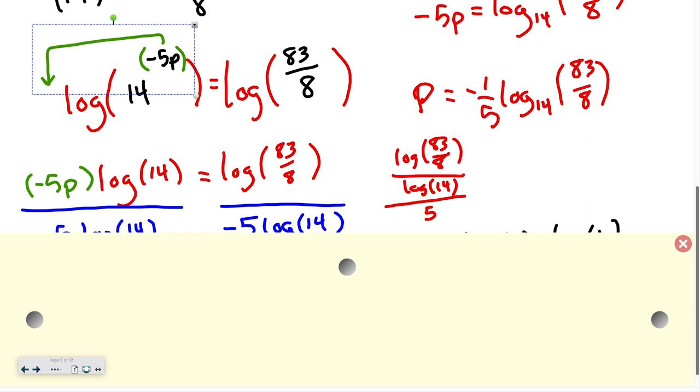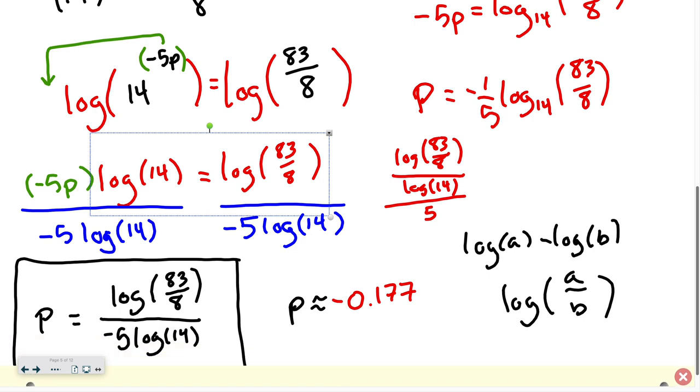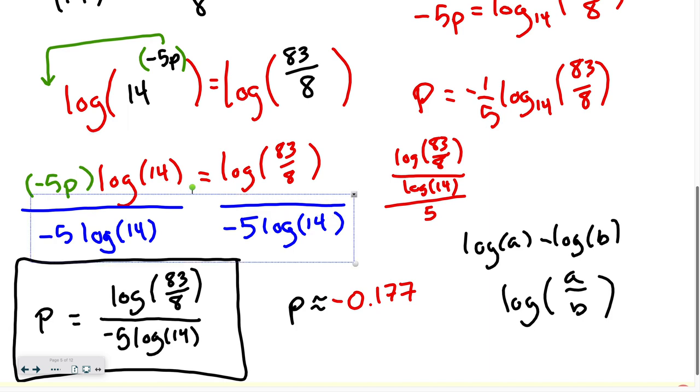So if you look here, -5p times log 14, that's all multiplication. It's the commutative property. So you're allowed to divide by -5 and log 14 simultaneously, and that's what I recommend you do, because it simplifies to 1 on the left, and you're just left with p now. p equals log of 83/8 divided by -5 log 14.